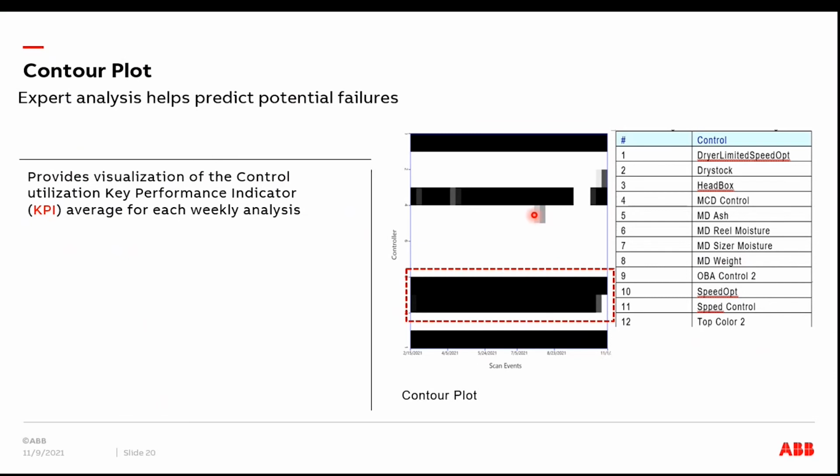So we have to take action where the regions are dark. If it is light gray or white, then it's under control and the controls are getting well utilized based on the threshold we have set. As you can see, this is the list of 12 loops. We can easily identify that these 2 loops correspond to dry stock, the third corresponds to the headbox, and the issue is with the MCD control. It looks like it's been turned off for a longer time.